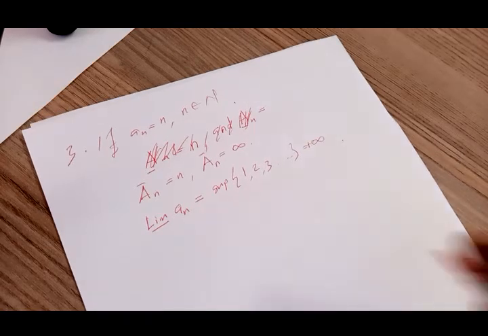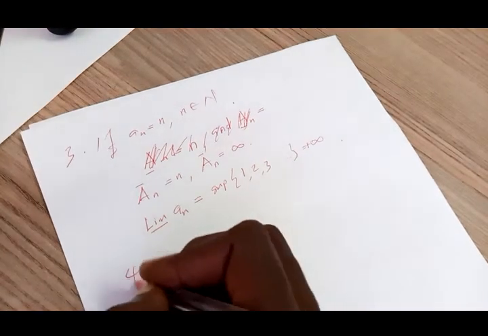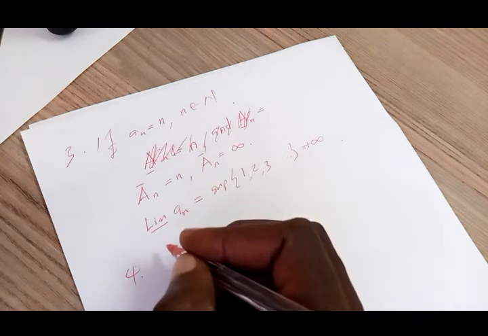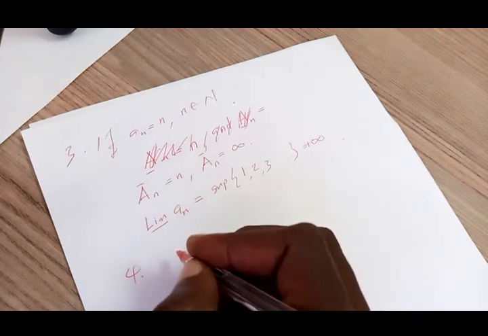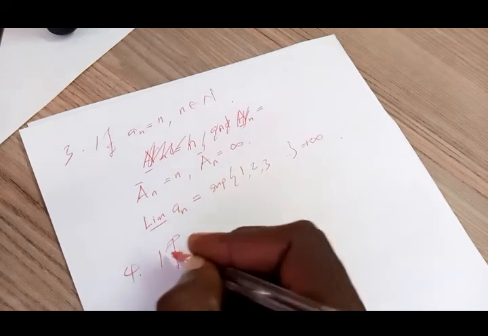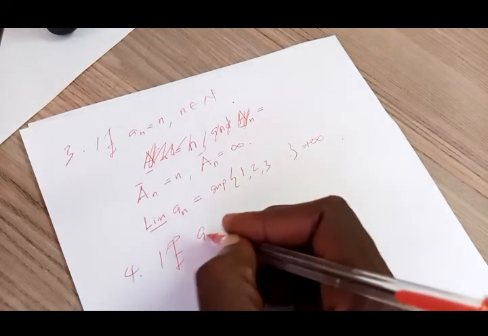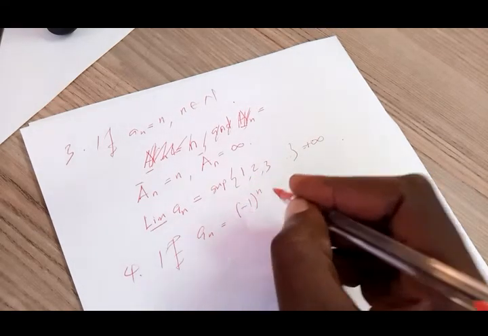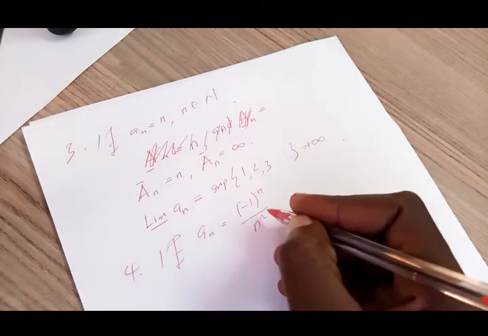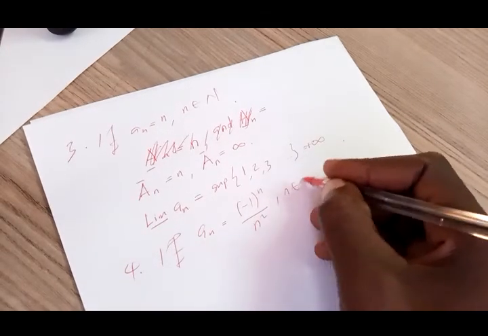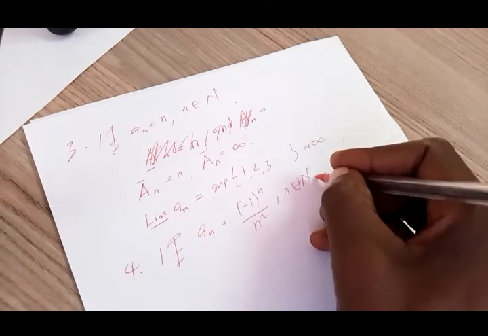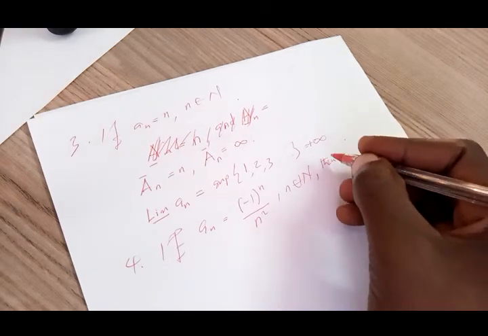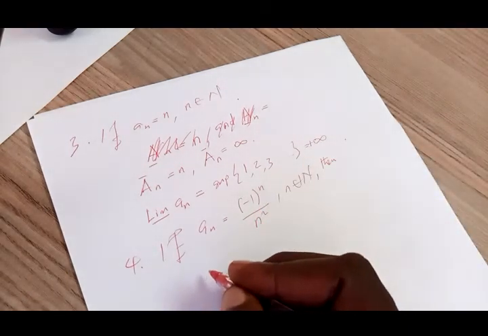Now we look at another example, example 4. I think it's making sense. In example 4, we are given a situation that is a little bit interesting. We have a_n, given as negative 1 to the power n over n squared, where the values we are picking are for n in the natural numbers. So what do we get?